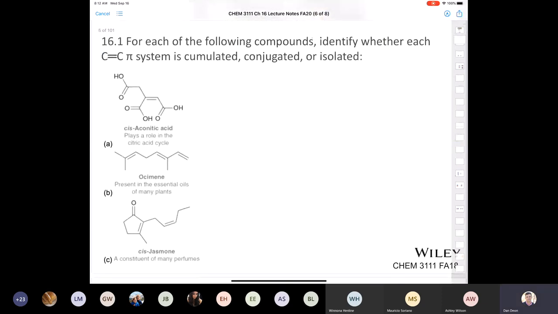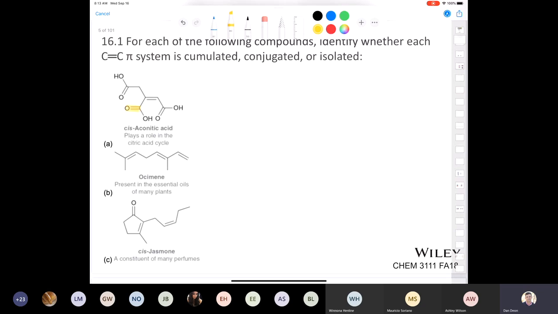It says here, for each of the following compounds, identify whether the carbon-carbon pi system is cumulated, conjugated, or isolated. So the first one is cis-aconitic acid, which plays a role in the citric acid cycle. You've probably heard of cis-aconitase if you've ever studied the citric acid cycle in biochemistry. Anyhow, could anybody tell me, what do I have here in this molecule? Do I have conjugated, cumulated, or isolated? You can type in the chat. Okay, I got one person say conjugated, a few people say conjugated, and some people saying isolated. And you're both correct, right? We have both conjugated and isolated.